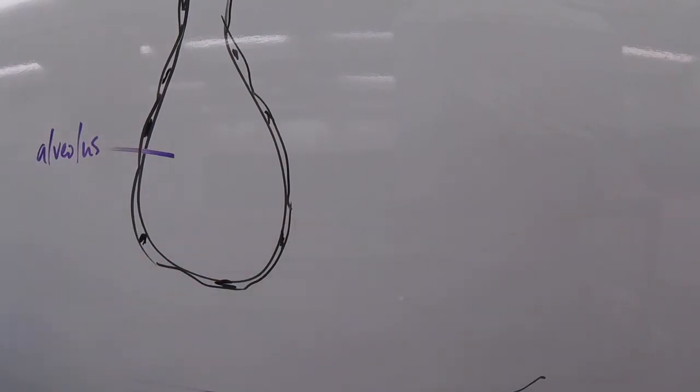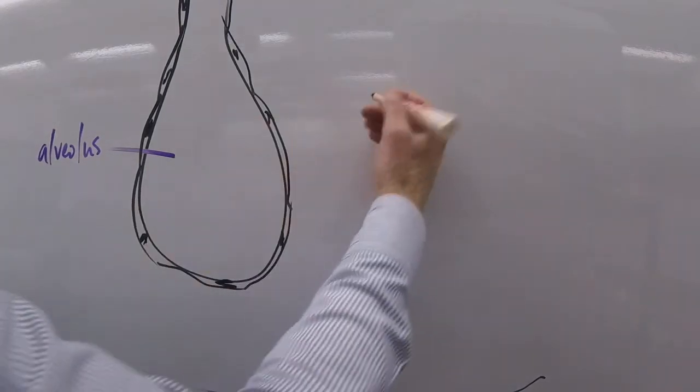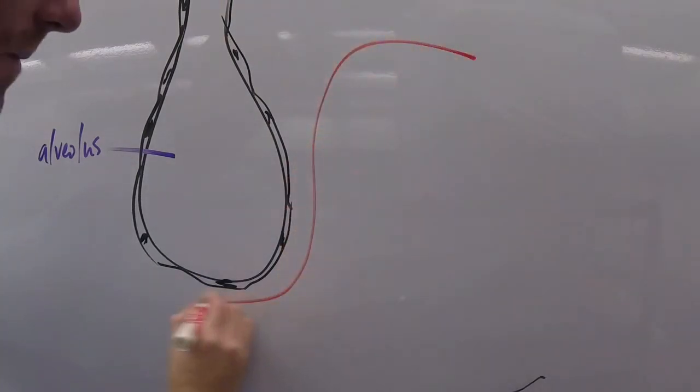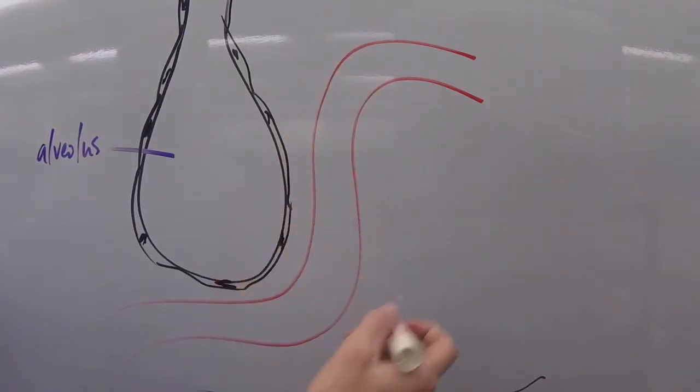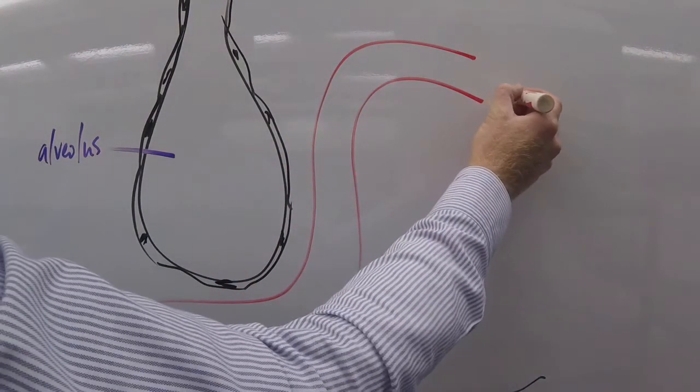If we think back to diffusion, diffusion works really great across very small distances. So in this case, this simple squamous epithelium is just a thin little layer that allows things to diffuse across very quickly because it is thin. Next to this alveolus, we're going to have a capillary, and this capillary is going to come next to that alveolus, carrying blood in this direction.